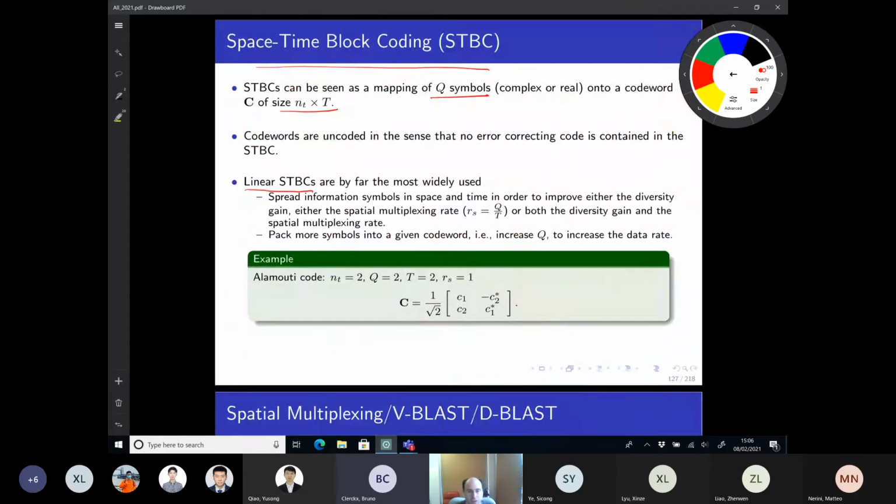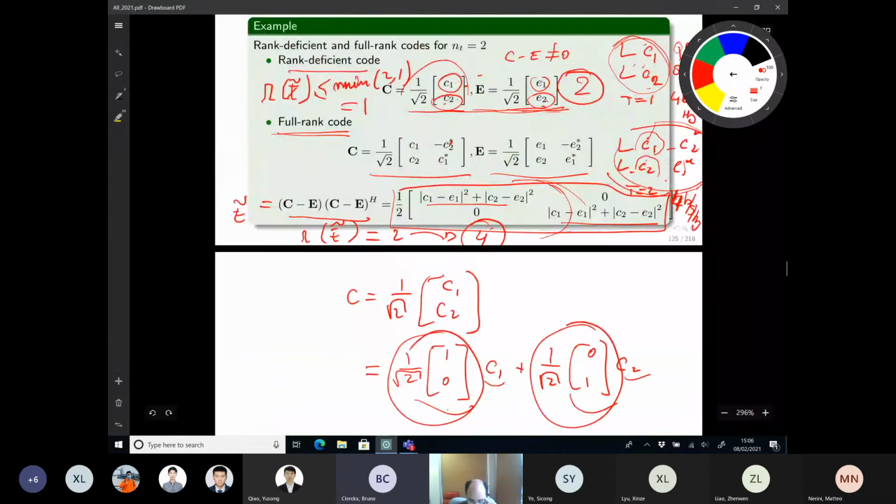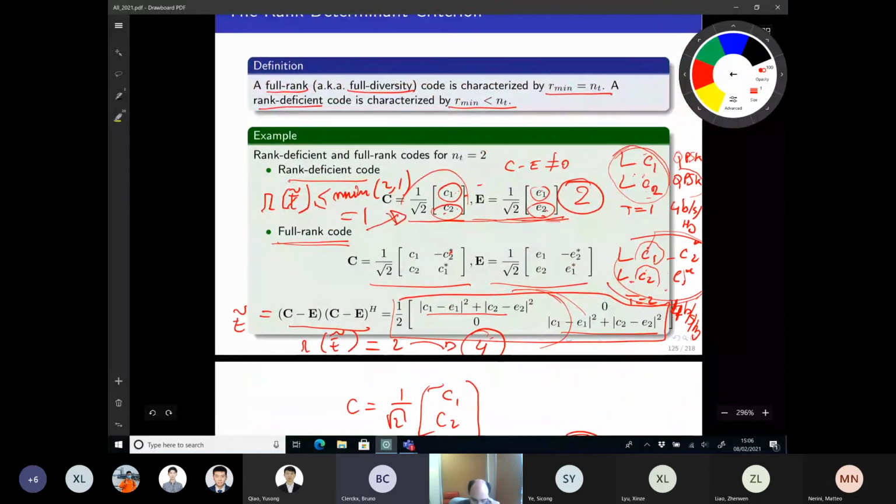And I have to say that in practice, if you take a system like 4G, 5G, the two that are really used are the two I just mentioned: this one and this one. So this is the Alamuti. This is called spatial multiplexing. The rank deficient one there is called spatial multiplexing. It means you transmit two independent streams, C1 and C2, onto two different antennas. That's it. Those are the simplest cases, and actually the commonly used ones.